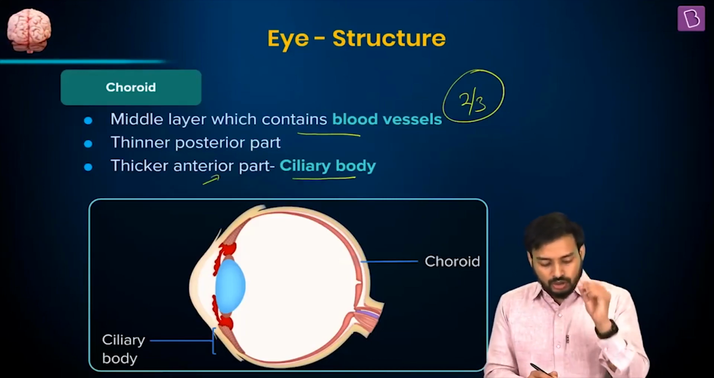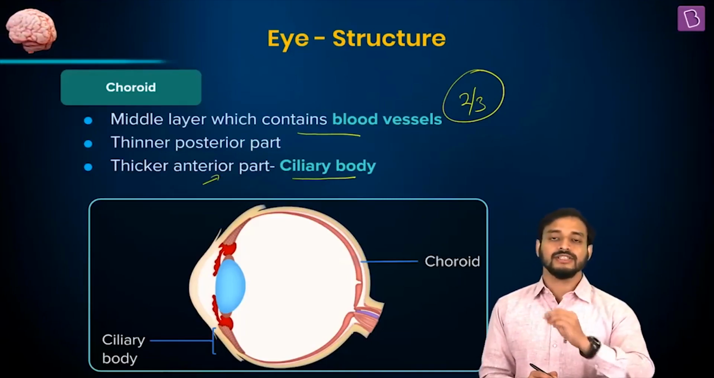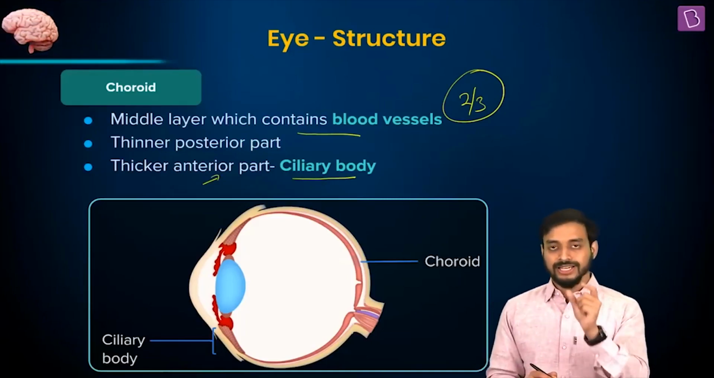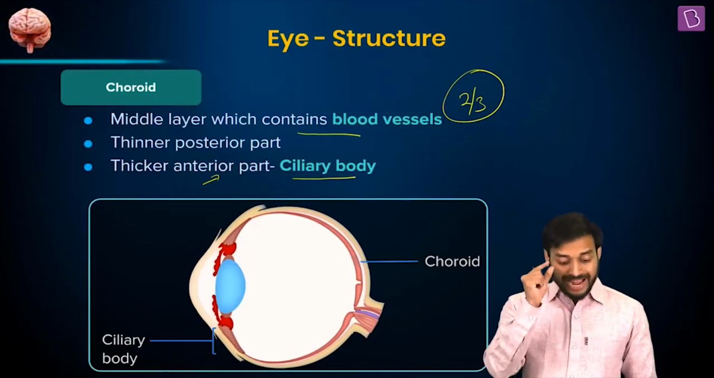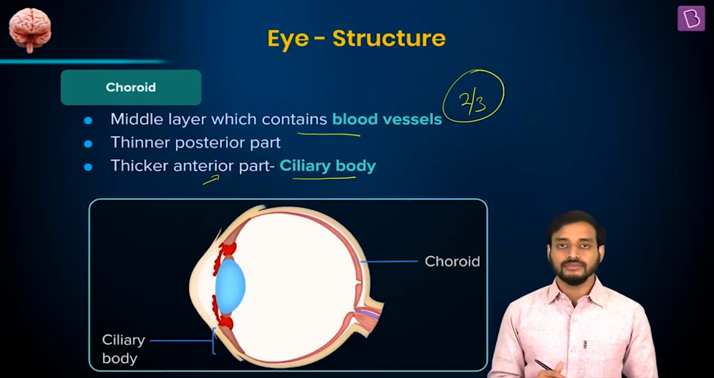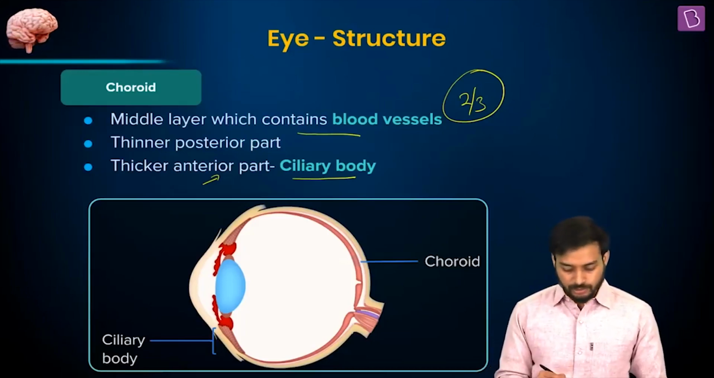So the thicker part of this choroid forms the ciliary body, and this is very important. Take a look where I have labeled the ciliary body. You see, it's the thicker anterior portion. Noted?